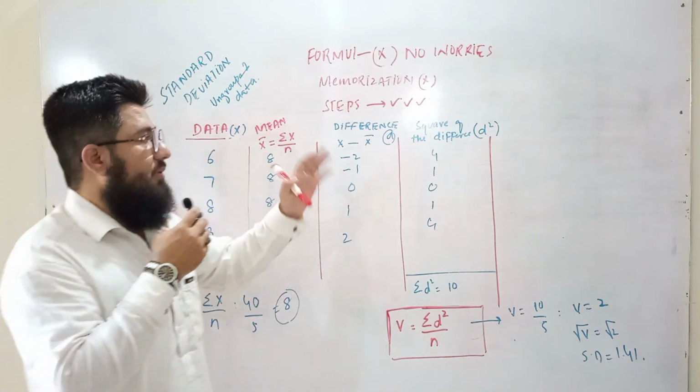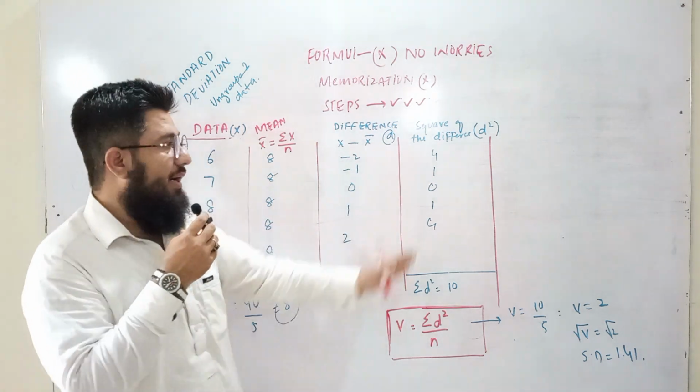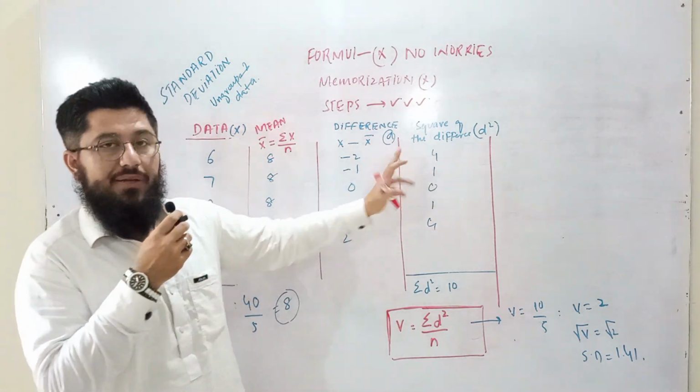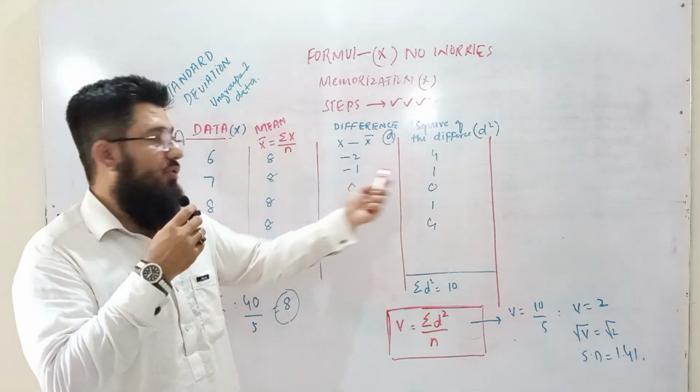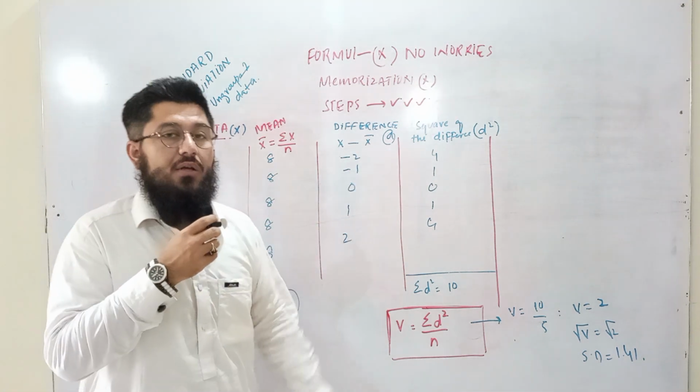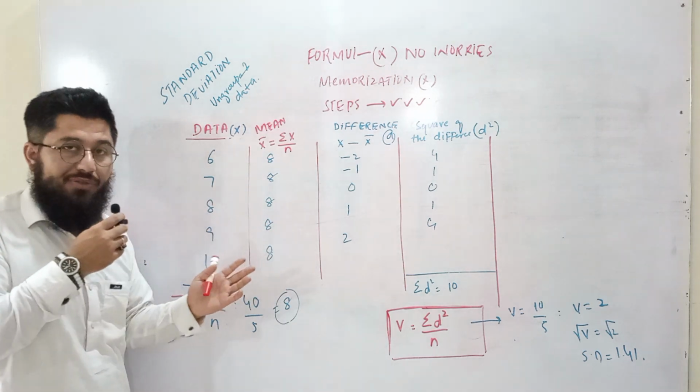Now the next step is simple. Just take the square of these values. You will get this. 2 2s are 4. The minus vanished. Why? Because minus multiply minus is plus. The same goes here. 1, 0, 1. 2 2s are 4. This is actually the 4-step method.